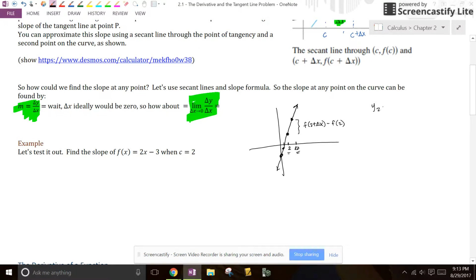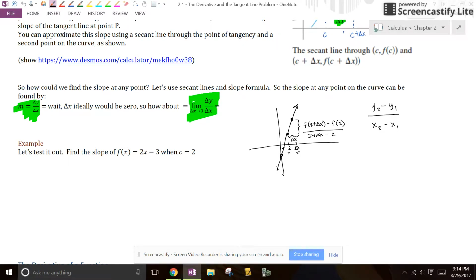Most of you think of this as y2 minus y1 over x2 minus x1. Now, if I want to do that, then I know that this distance right here is delta x because that's what it's labeled. But if you wanted to see the math, you'd be like, oh, that's over, now what is that? 2 plus delta x minus 2. And so the 2's would cancel, and that's why we just put it over delta x.